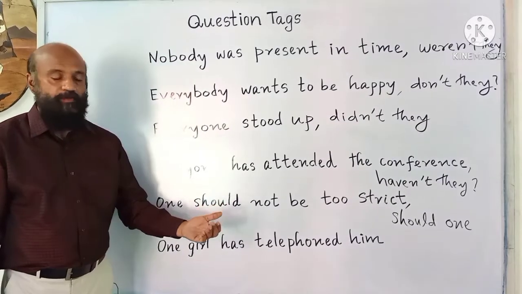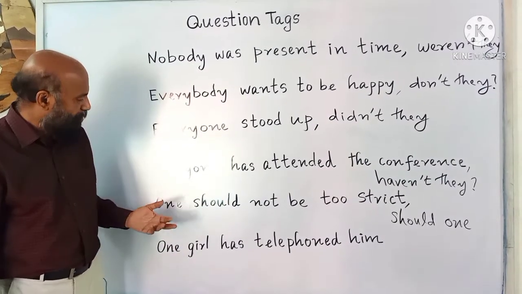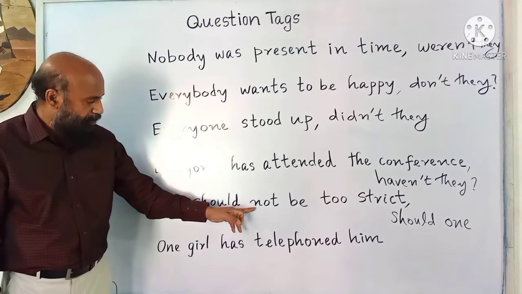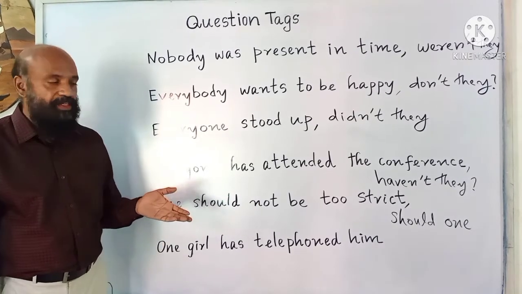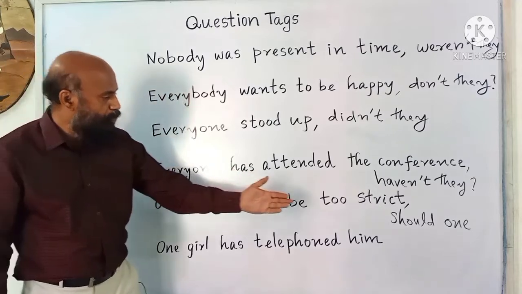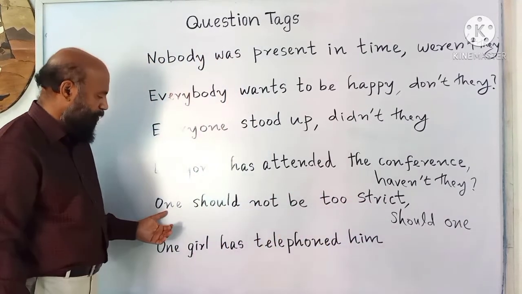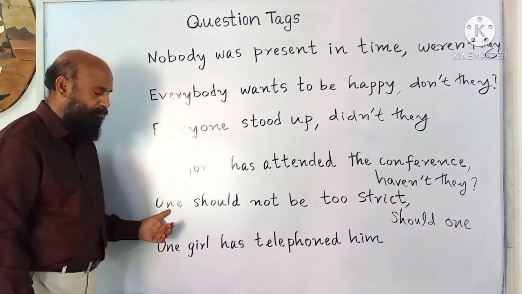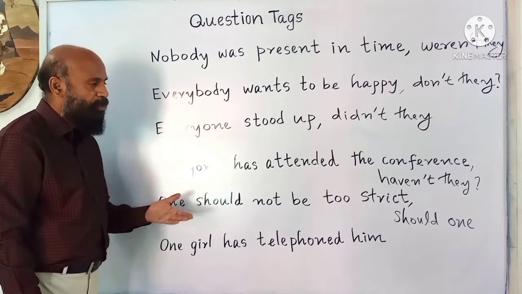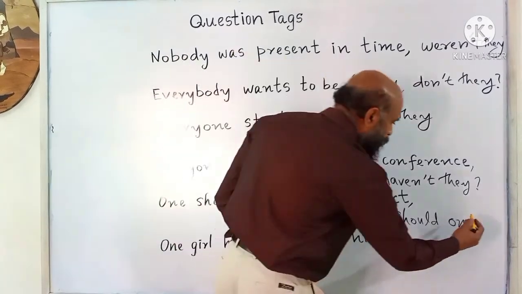One should not be too strict. So this is a negative sentence, so the question tag is to be positive. Should one? Here we can use this one, because here one is used as a pronoun. So the question tag is should one.